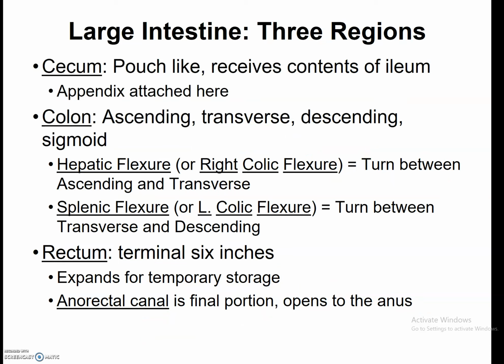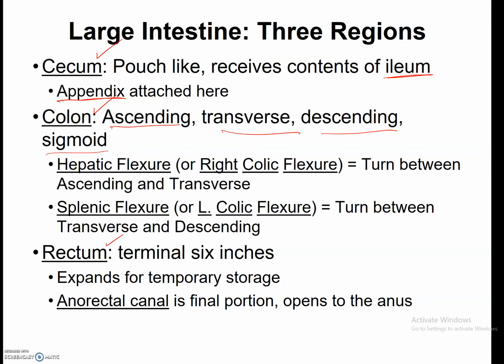The large intestine has three regions: the cecum, the colon, and the rectum. The cecum is a pouch, and it receives contents from the end of the small intestine, the terminal end, called the ileum. So the ileum dumps into the cecum, and this is where the vermiform appendix is attached. And I'll show you a picture of that in a minute. The appendix itself is not functional in humans, although it is an extension that's functional in other animals, ruminant animals like rabbits and stuff. The colon is the large intestine. That's the part of the large intestine, and that's the ascending, transverse, and descending and sigmoid colon. And then you have the rectum, which is the last 6 inches.